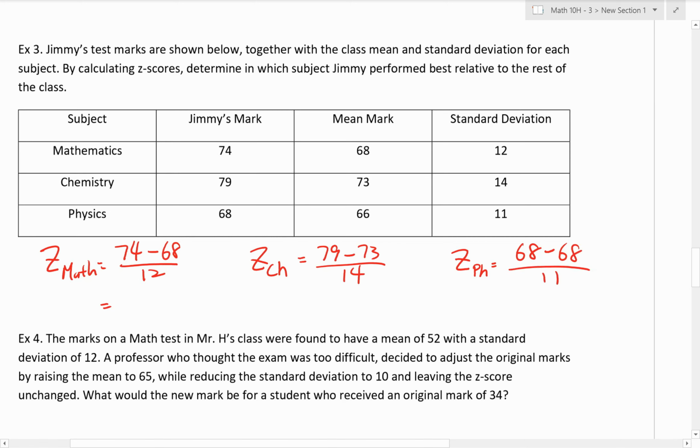11. Okay, so this is actually 6 out of 12. That's easy to calculate, 0.5. This one is 6 out of 14. Not an easy number to calculate, so I'm going to use a calculator here. This is 0.43, rounding to 2 decimal places. And this one is 68 minus 66. I should have put 1 mark below the mean to see a negative z-score. Oh well, too bad. 2 out of 11 is 0.18 repeating.